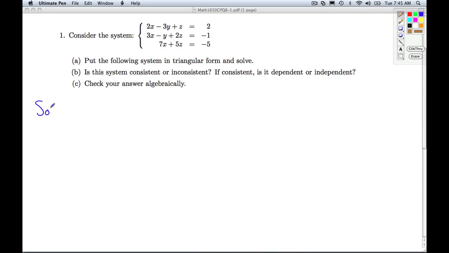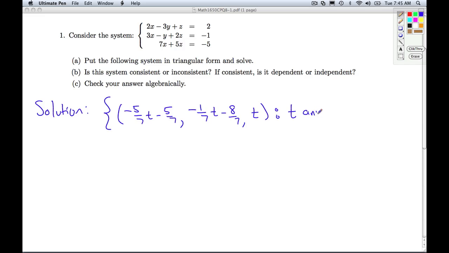Alright, so we get for our final answer for part A: x was minus 5/7 t minus 5/7. y was minus 1/7 t minus 8/7. And z was t, where t is any real number. So as soon as you pick a number for t, say t equals 0, I would get negative 5/7, negative 8/7, 0. I could let t equal 1. I'd get negative 10/7, negative 9/7, 1, etc. So for any real number t, you've got a matching answer.